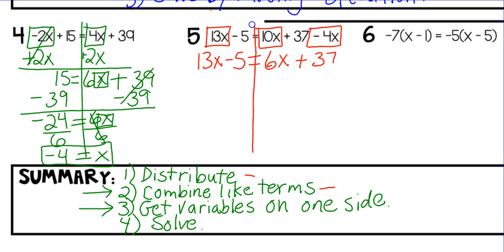All right, now my next, I did my like terms, and now I've got to get variables on one side. So I have 13x over here, and I've got 6x over here. I don't want them on both sides because I need to isolate the variable. I could take 13x from both sides, but what would happen if I took 13x from both sides? I'd have a negative, yuck. If I can avoid the negative, I do. So instead, I'm going to take 6x from both sides.